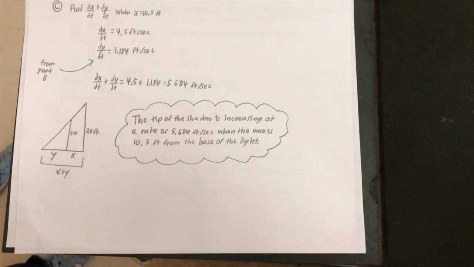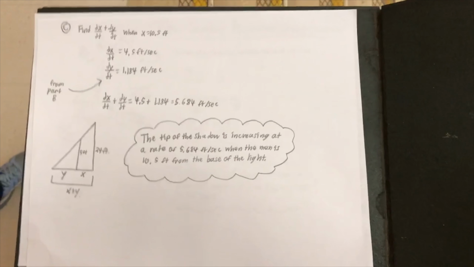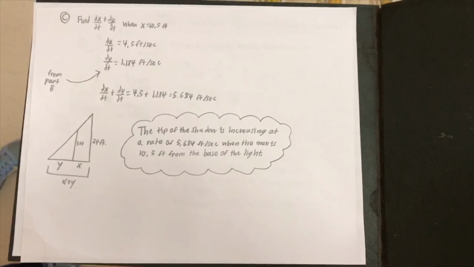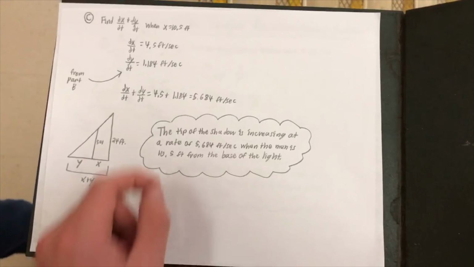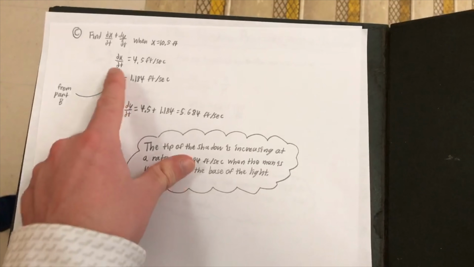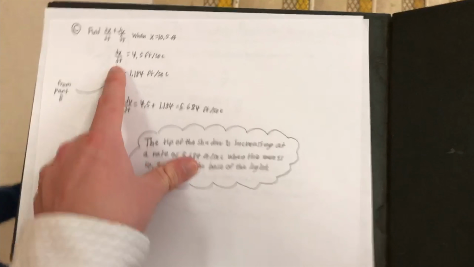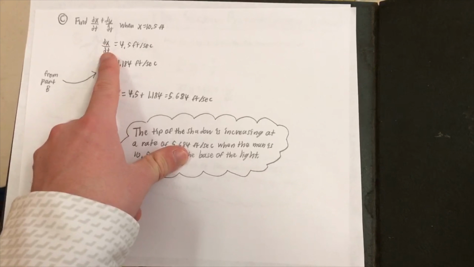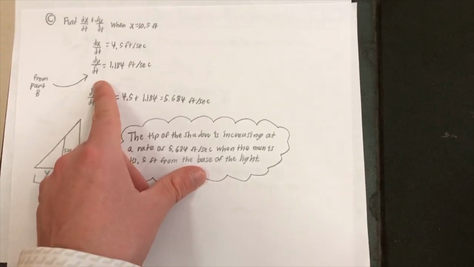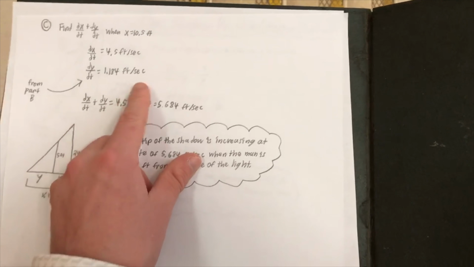For part C, we're asked to find the rate of change at which the tip of the shadow is changing. For this, we had to take into account the distance the man is away from the lamp and the derivative of that, and the rate at which the length of his shadow is changing. For this, we find the values of the derivatives when x is equal to 10.5 feet. The derivative of the man's position from the lamp is equal to 4.5 feet per second. In other words, he's moving away from the lamp at 4.5 feet per second. dy over dt represents how the length of the man's shadow is changing. It is changing at a rate of 1.184 feet per second.